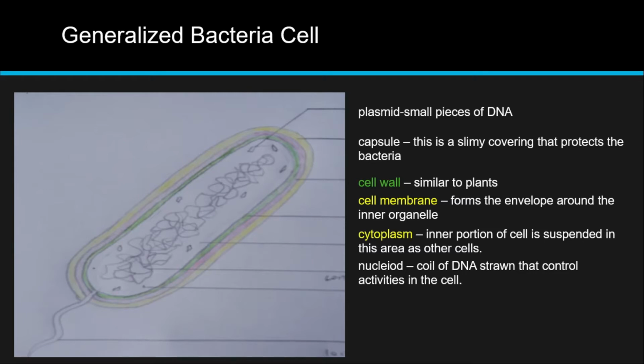It's like a strand, like you have some thread for those persons who understand that bit, and it's all coiled. Pretty much it's like DNA all wrapped up, wound up, and it's not bounded by any membrane.